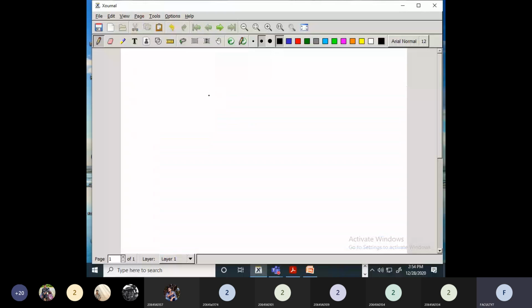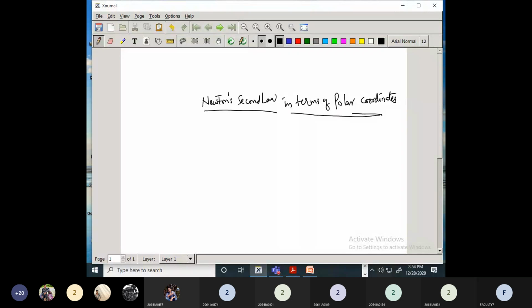Okay, the remaining topic here, Newton's second law. We have to obtain this in terms of polar coordinates. So this is the topic remaining, in the first unit.